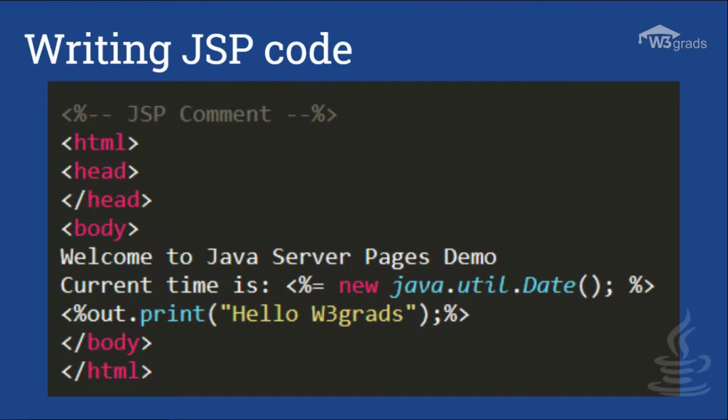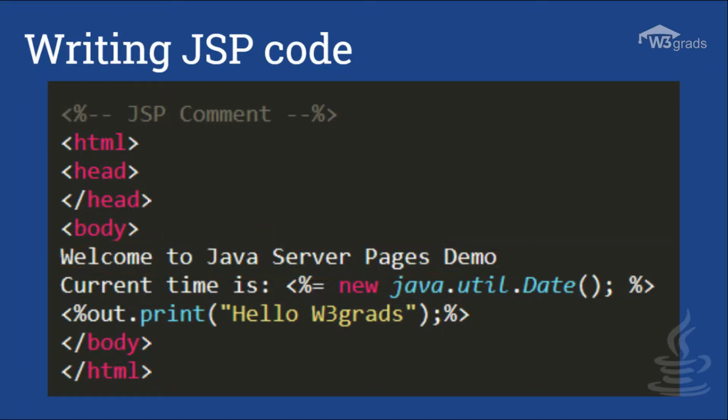After that, we have the regular tags, which are head, title, and body tags. They are HTML tags, frequently used for static web pages. Whatever content they have is delivered to the web browser as such. Then we have a text, "Welcome to Java Server Pages," which will be normal text displayed on the browser.